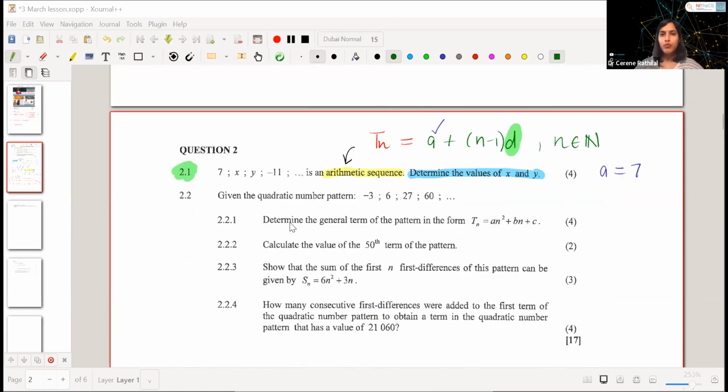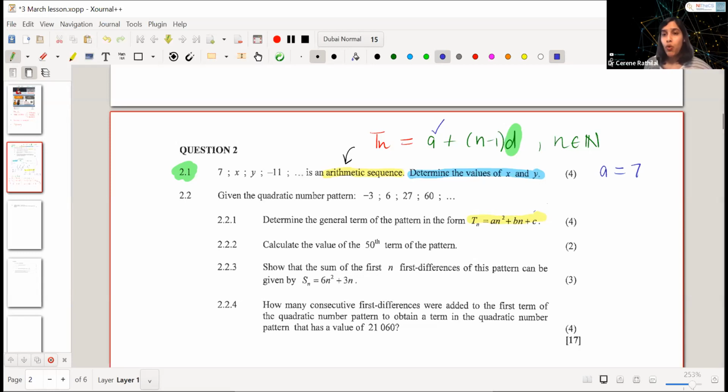Right, now I think it's time for us to move on. Let's go on to 2.2. In 2.2, we're given a quadratic number pattern. In this number pattern, we are also given 4 terms and that sequence continues. This time we know it's quadratic. What is the formula for a quadratic number pattern? Do you remember? Actually, we don't have to remember, it is given. We're told that the general term is Tn equals an squared plus bn plus c. We need to find out what A is, what B is, and what C is.